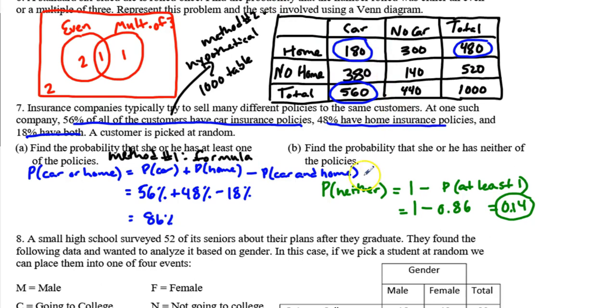The second question, find the probability that she has neither. See if you can find that in the table. Where's the neither? Hopefully you found it right here. That 140 people out of 1,000 don't have either policy. That's 14%.